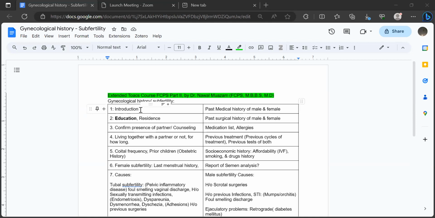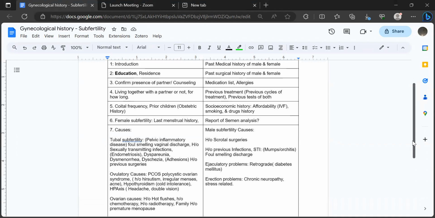Number one is introduction. You have to introduce yourself to the patient and ask about the education status of the patient and where the patient lives. Then confirm the presence of the partner because you have to counsel the patient and the partner as well. Then ask whether they are living together with the partner or not, and for how long. Fifth is coital frequency and prior children, that is, the obstetric history of the patient.